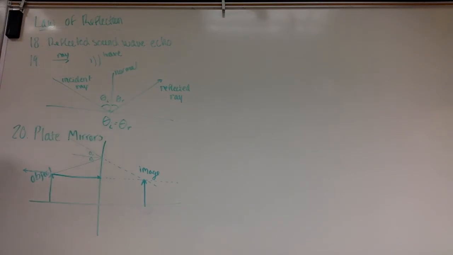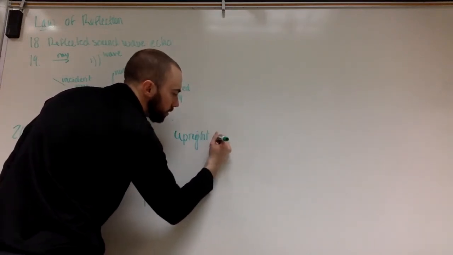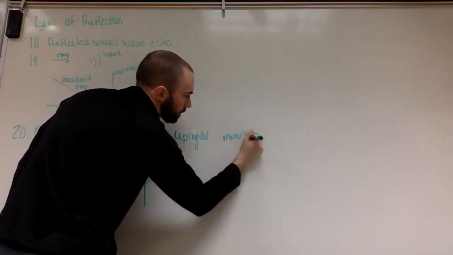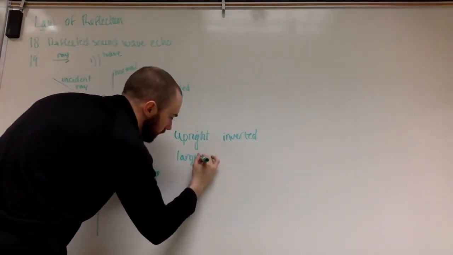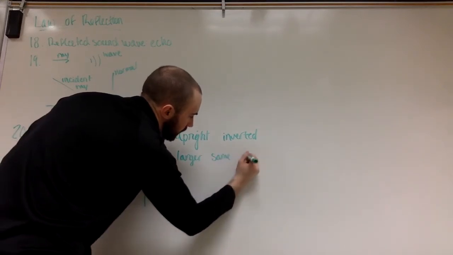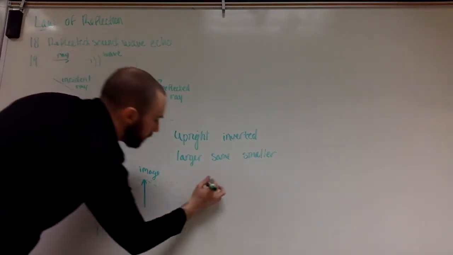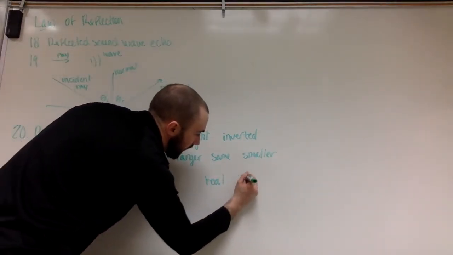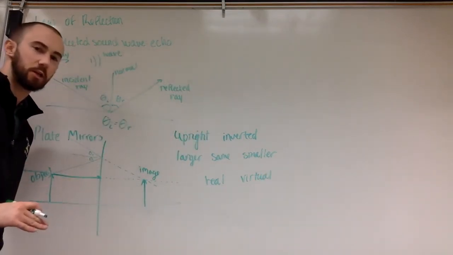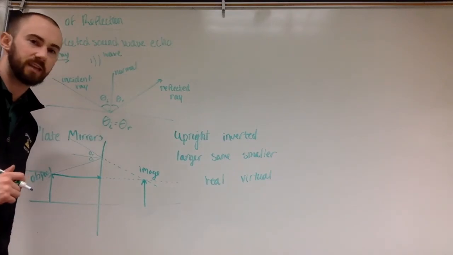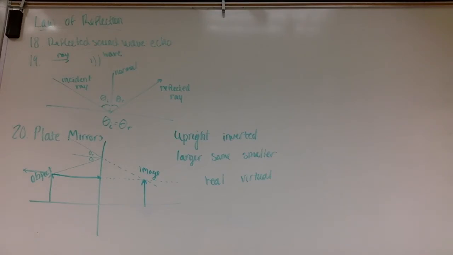So I want you guys to take a second, and I want you to tell me whether this is an upright image or inverted. I want you to tell me whether it is larger, same size, or smaller. And then I want you to tell me whether this is a real or a virtual image. Real meaning that you could project it onto a surface and you'd be able to see it. Virtual means you can only see it with a brain and some eyes. So go ahead, think about it, take a second, circle the one you think is right.